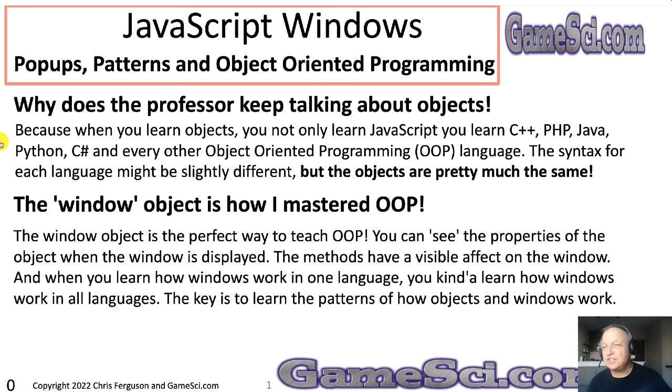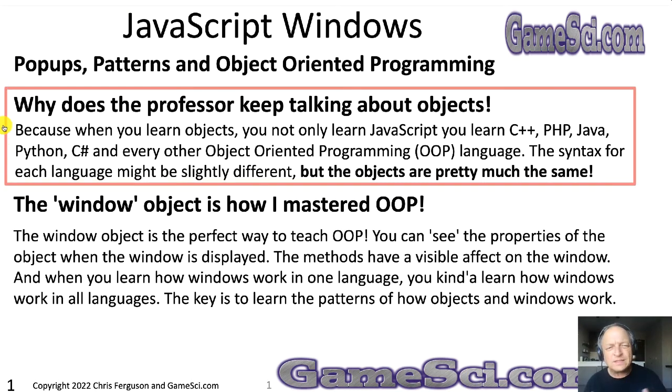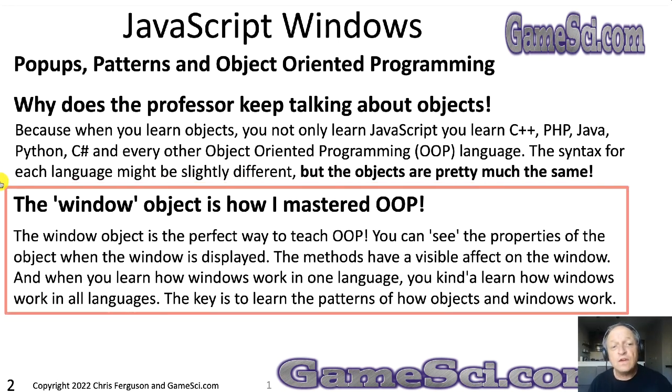Welcome to the video on JavaScript windows, pop-ups, patterns, and object-oriented programming. Why does the professor keep talking about objects? Because when you learn objects, you not only learn JavaScript, you learn C++, PHP, Java, Python, C#, and every other object-oriented programming OOP language. The syntax for each language might be slightly different, but the objects are pretty much the same. The window object is how I mastered OOP.